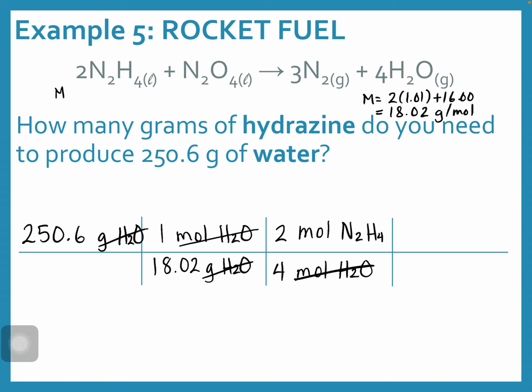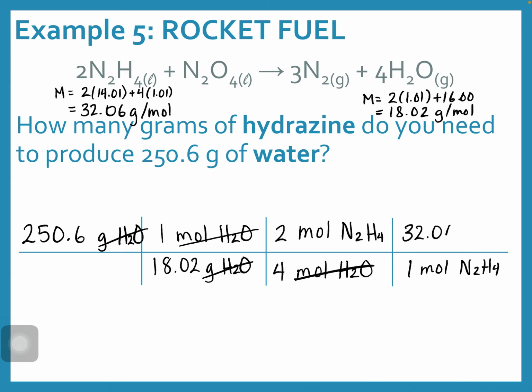So my molar mass for that is 2 atoms of nitrogen plus 4 atoms of hydrogen, which is going to give me 32.06 grams per mole of hydrazine. So 1 mole of hydrazine has a mass of 32.06 grams. So that is now going to leave me in a mass of hydrazine.